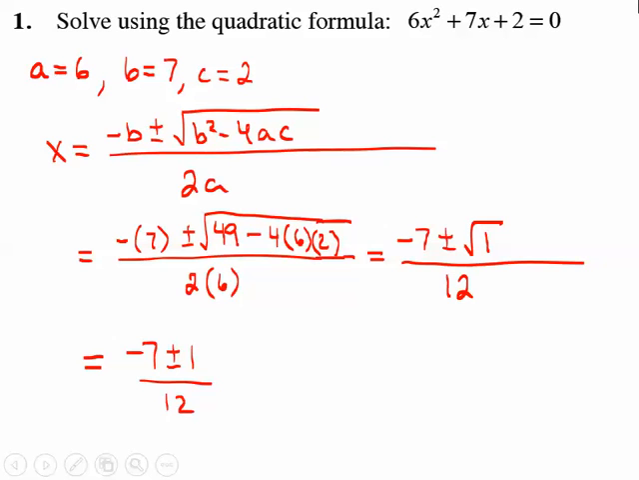So what are the two answers that come out of that? Well, let's try it. Negative 7 plus 1 will be negative 6, and negative 6 divided by 12 is negative 1 over 2. Negative 7 minus 1 would be negative 8, and negative 8 divided by 12, 4 goes into both of those, right? So how about a negative 2 over 3?